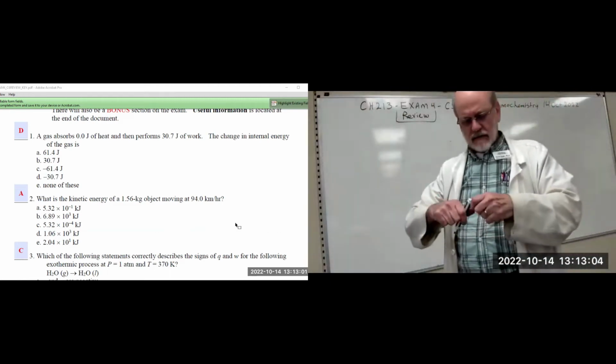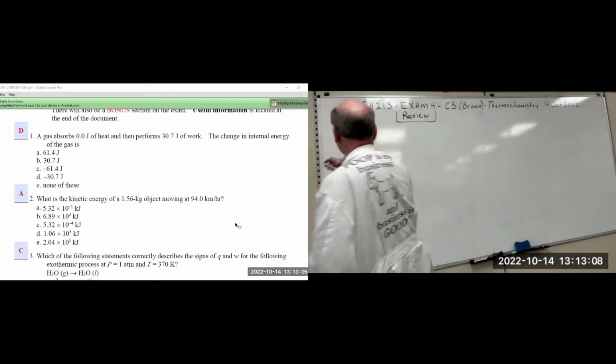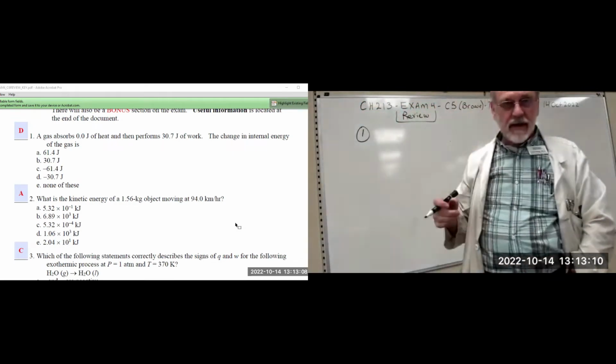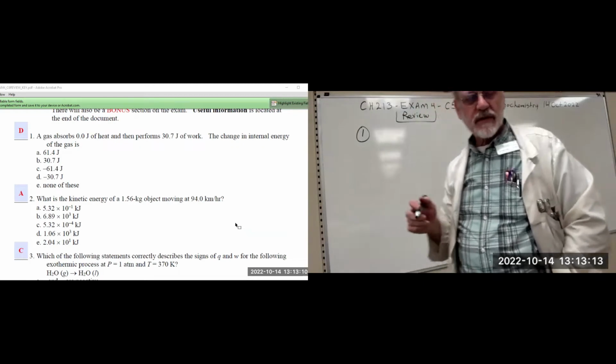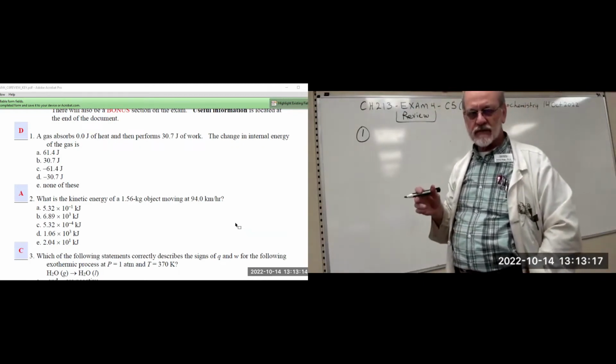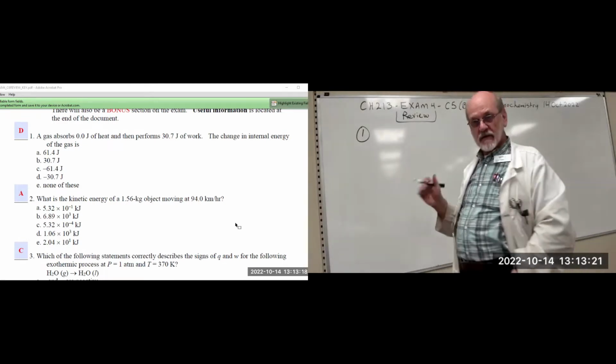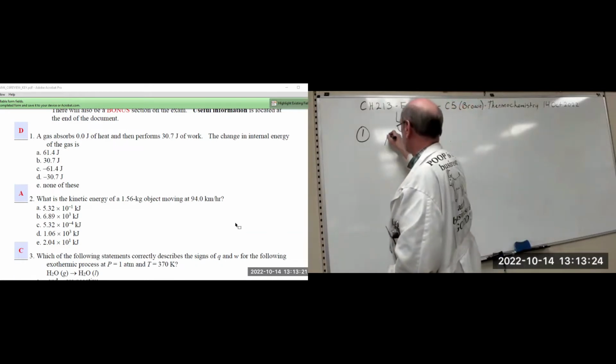Let's start at the beginning. Number one. A gas absorbs 0.0 joules of heat and performs 30.7 joules of work. What's the change in the internal energy? Remember the formula for internal energy.